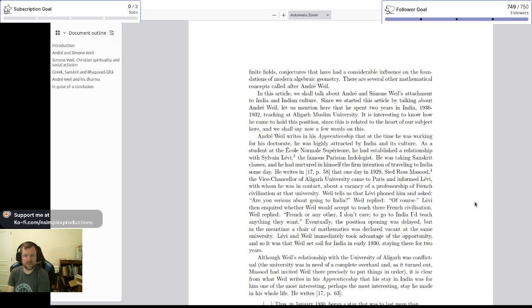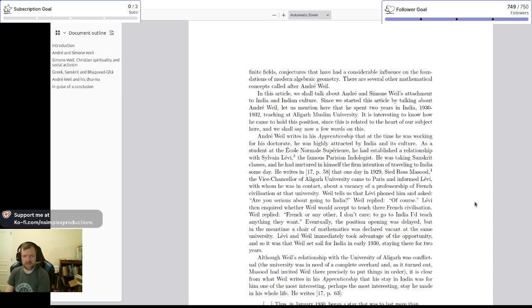In this article, we shall talk about André Weil's attachment to India and Indian culture. Since we started the article by talking about André Weil, let us mention here that he spent 2 years in India, 1930 to 32, teaching at Aligarh Muslim University. It is interesting to know how he came to hold this position, since it is related to the heart of our subject here, and we shall say a few words on this.